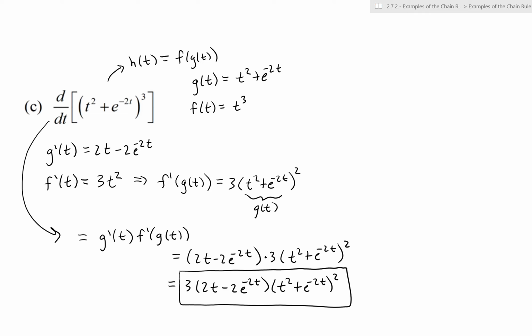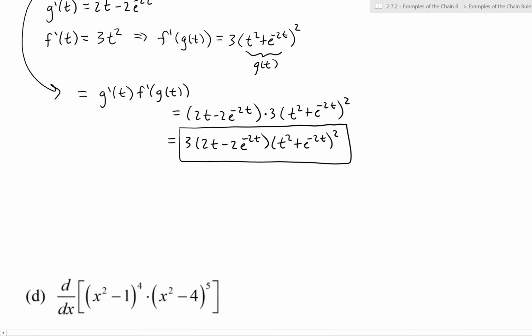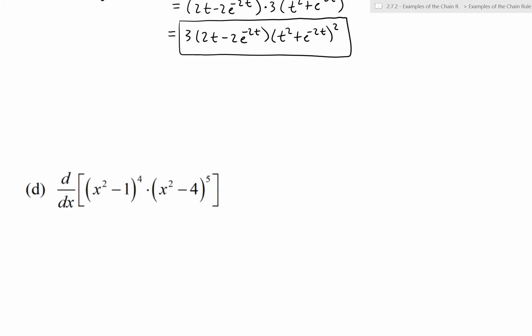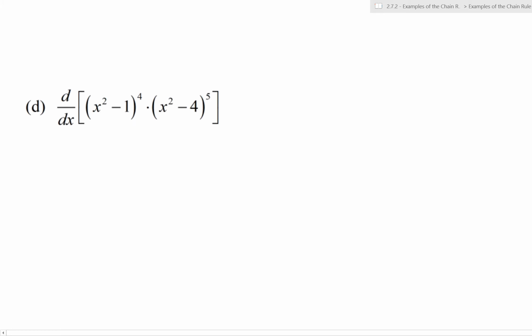All right, we got one more to look at before we wrap up these examples. And that is this one. This one's kind of more of a monster because we have a product of two different functions, and each of the functions happens to be a composite function. So we're going to differentiate this function here: x squared minus 1 to the 4th times x squared minus 4 to the 5th.